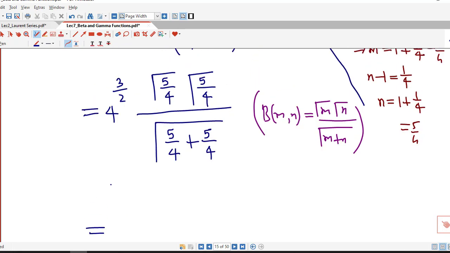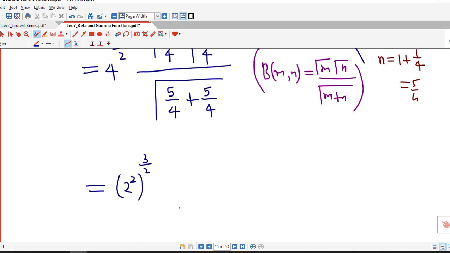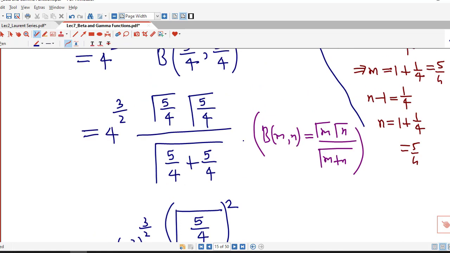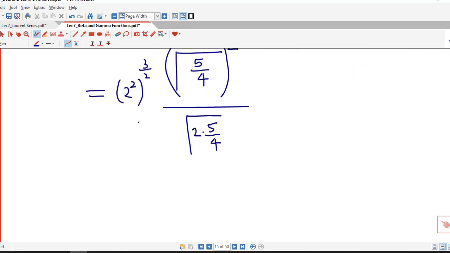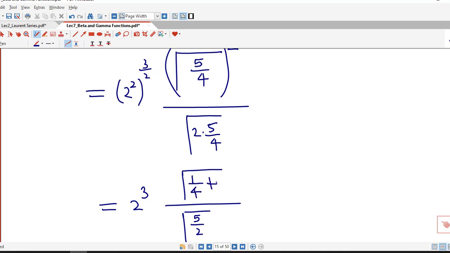So now this 4 raised to 3 by 2 can be written as 2 square raised to 3 by 2, and we rewrite gamma 5 by 4 square here. It is 2 times gamma 5 by 4, and here we will have 2 times 5 by 4, that is going to be gamma 5 by 2, and this is 2 raised to 3. Here we will have gamma 5 by 2, and here we write 5 by 4 as 1 by 4 plus 1.